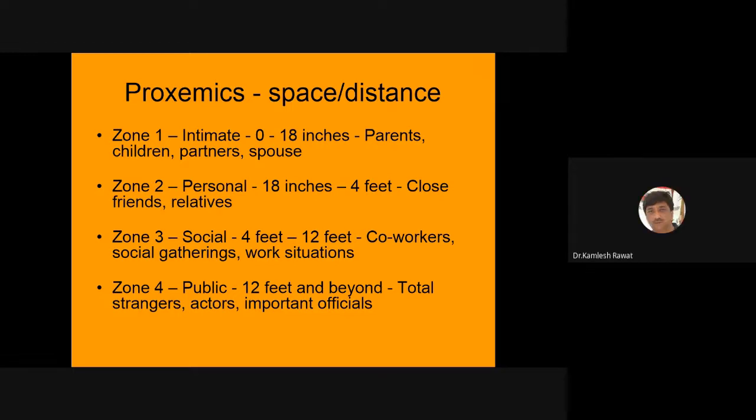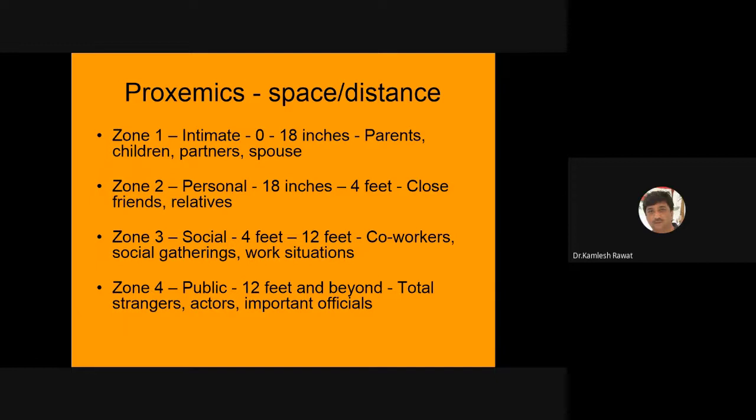The closest zone is called the intimate zone, zone 1, 0 to 18 inches. So people who are very close to you, very intimate to you, only they come into this zone. Your parents, your children, your partners, your spouse. These are the people who come as close to you as 18 inches and within. Zone 2 is your personal zone. People who are close to you, but not intimate, are a part of this zone. So 18 inches to 4 feet. So friends, relatives, maybe your associates in your office, they are the ones who come as close to you.